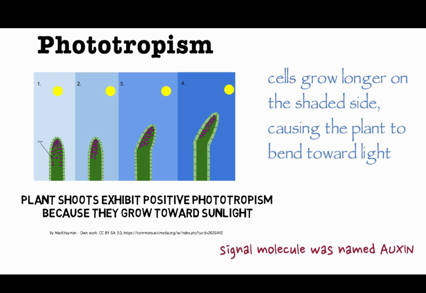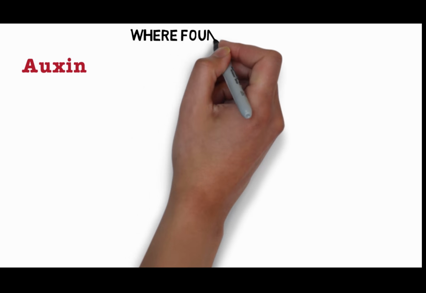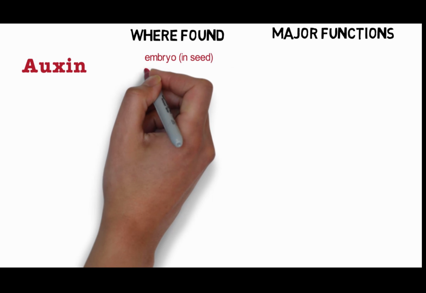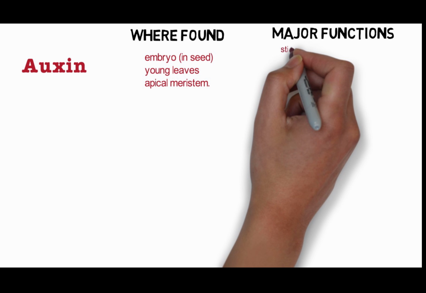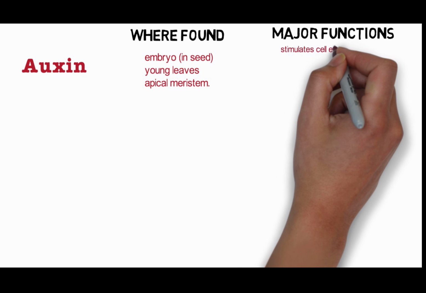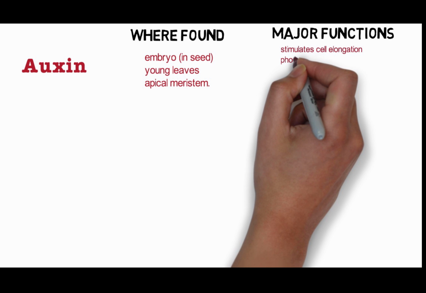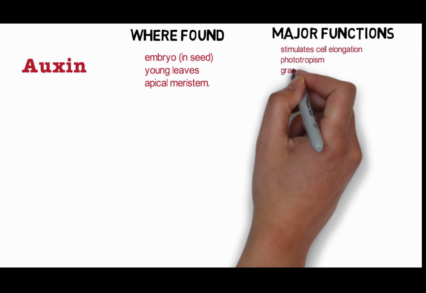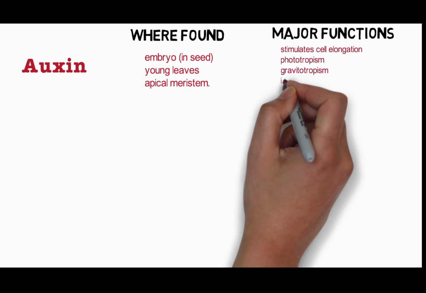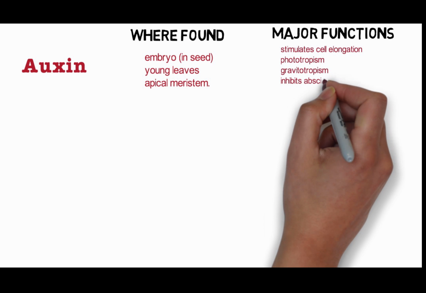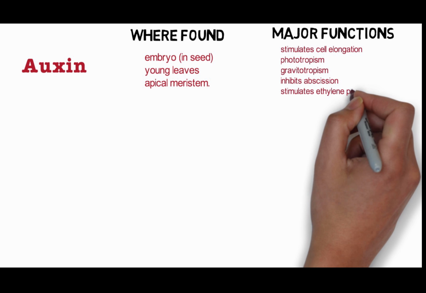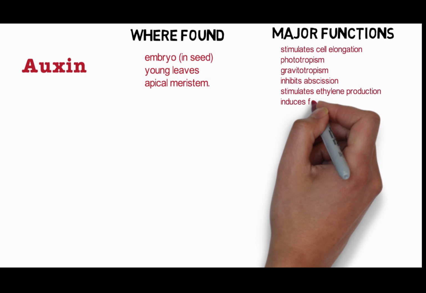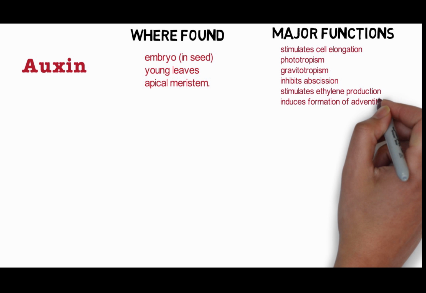The major plant hormones and their functions are as follows. Auxin is found in the embryo of the seed, in young leaves, and in the apical meristem. In addition to stimulating cell elongation and being involved in phototropism, auxin also plays a role in gravitropism, apical dominance, and vascular differentiation. It inhibits abscission prior to the formation of the abscission layer. It stimulates the synthesis of ethylene in fruit formation. Additionally, auxin induces adventitious roots on cuttings.